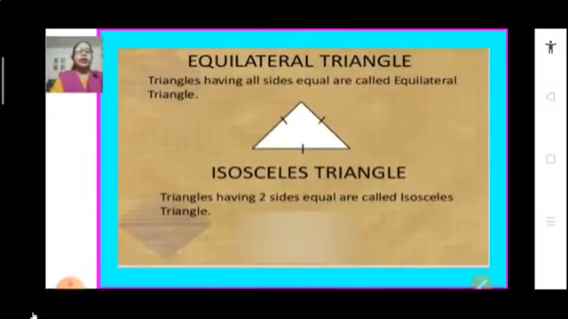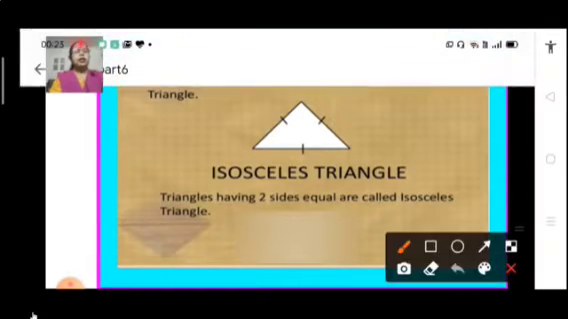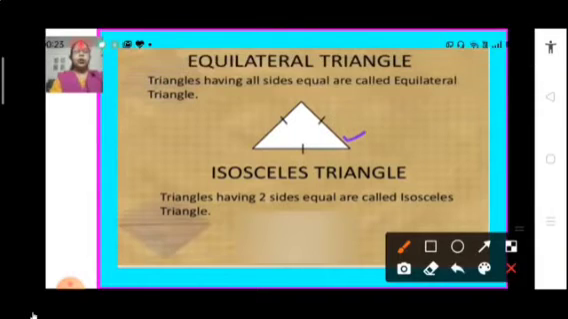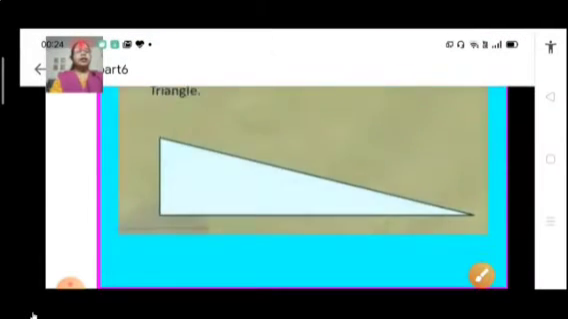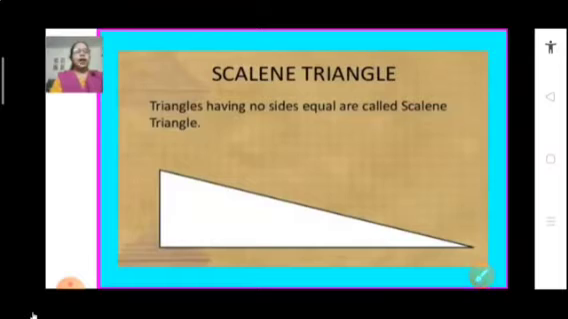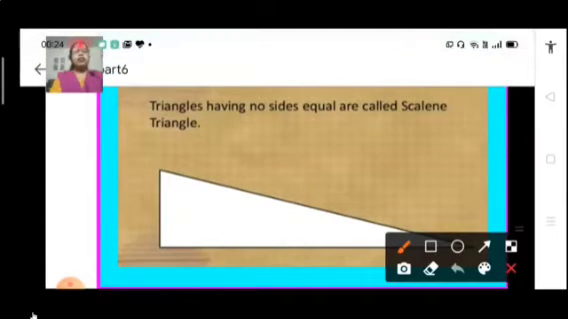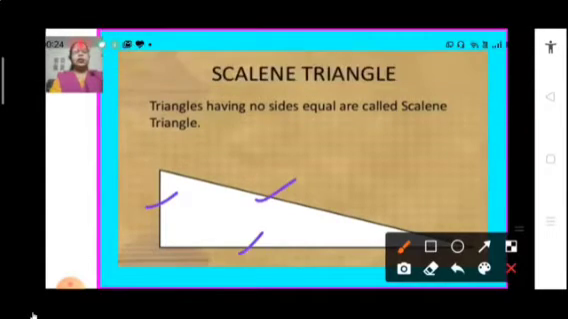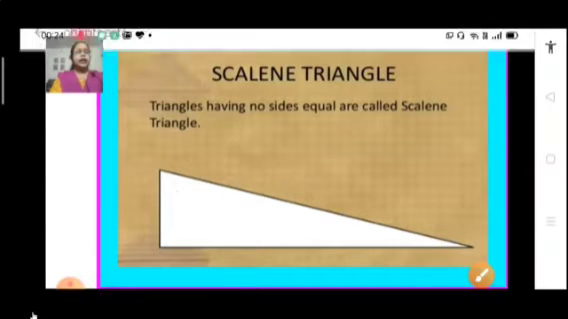Now, what is an equilateral triangle? A triangle which has all the sides equal is known as an equilateral triangle. So here this figure shows an equilateral triangle with all sides equal. Then isosceles triangle: a triangle which has two sides equal is an isosceles triangle. Then the third one is a scalene triangle. A triangle having all the sides of different lengths is known as a scalene triangle.